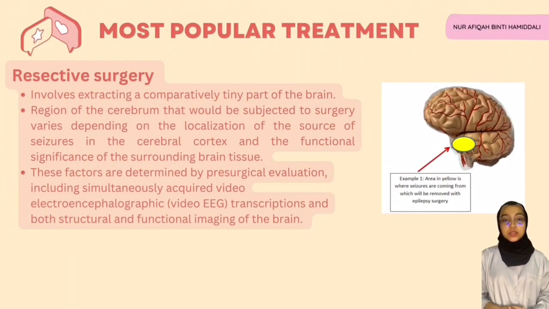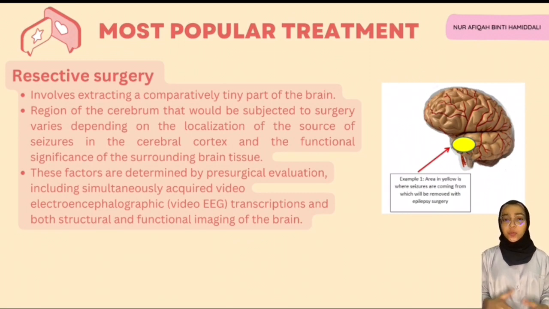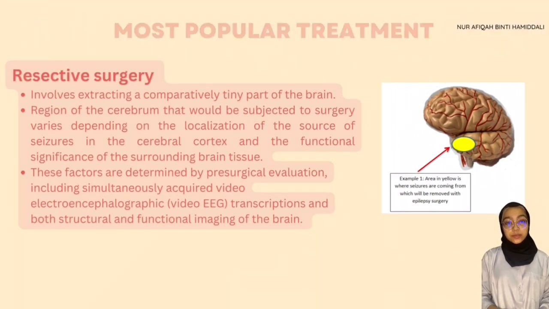Lastly, resective surgery, which involves extracting a comparatively tiny part of the brain. Now you might be wondering, how do the doctors determine which part of the brain will be removed for the surgery? Well, the doctor will determine the parts of the brain needed to be removed by pre-surgical evaluation, including simultaneously acquired video EEG recordings and both structural and functional imaging of the brain.